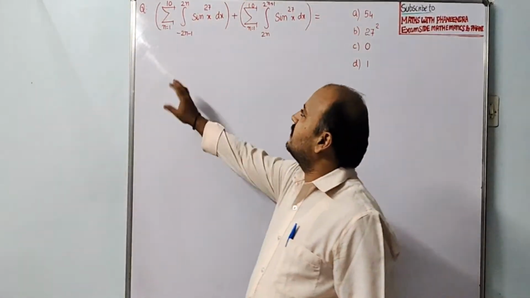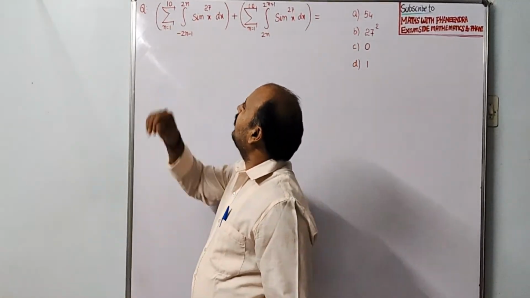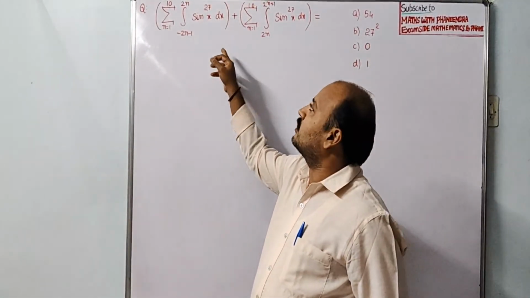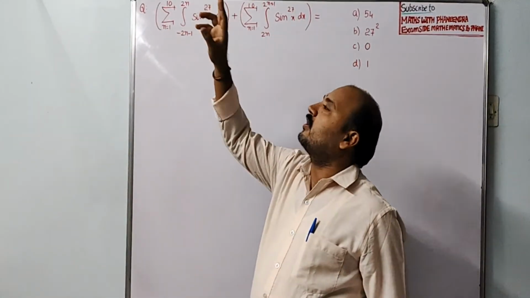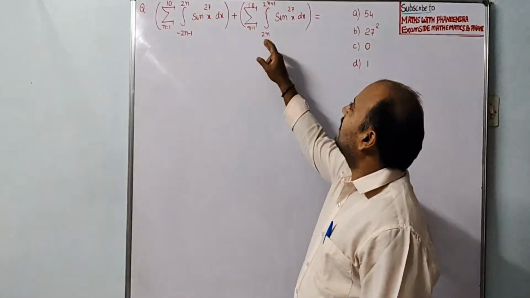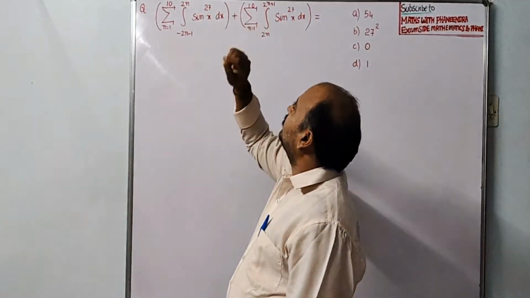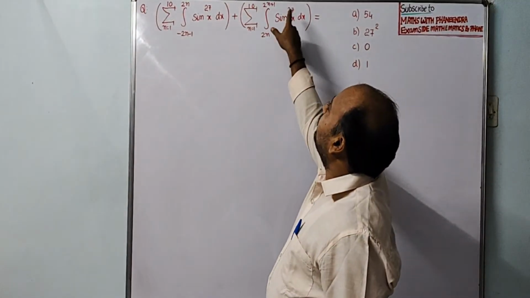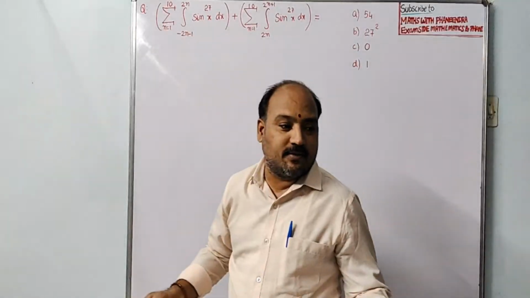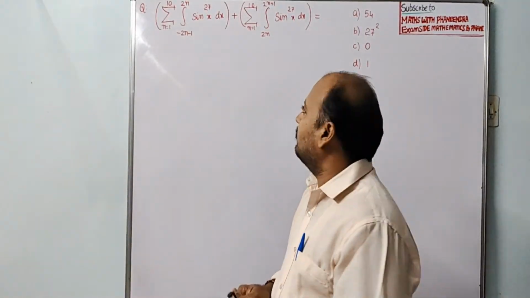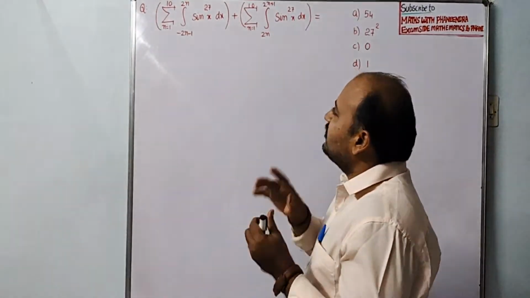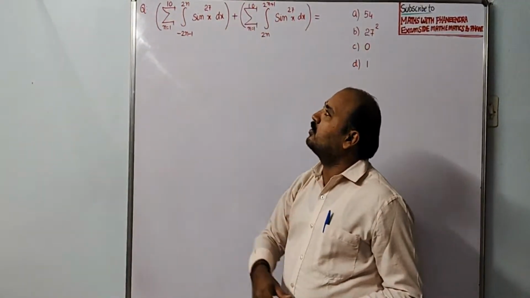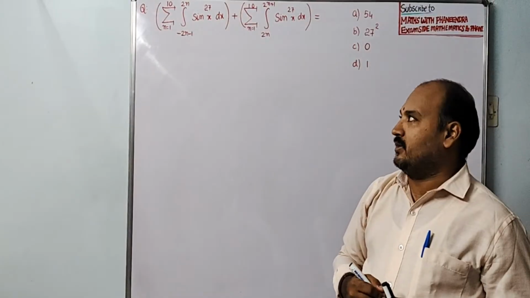Here the question is sigma n equal to 1 to 10 integral from 2n minus 1 to 2n of sin power 27x plus sigma n equal to 1 to 10 integral from 2n to 2n plus 1 of sin power 27x dx. To solve this type of problem, observe carefully, dear students. Here sigma n is equal to 1 to 10, here also sigma n is equal to 1 to 10.